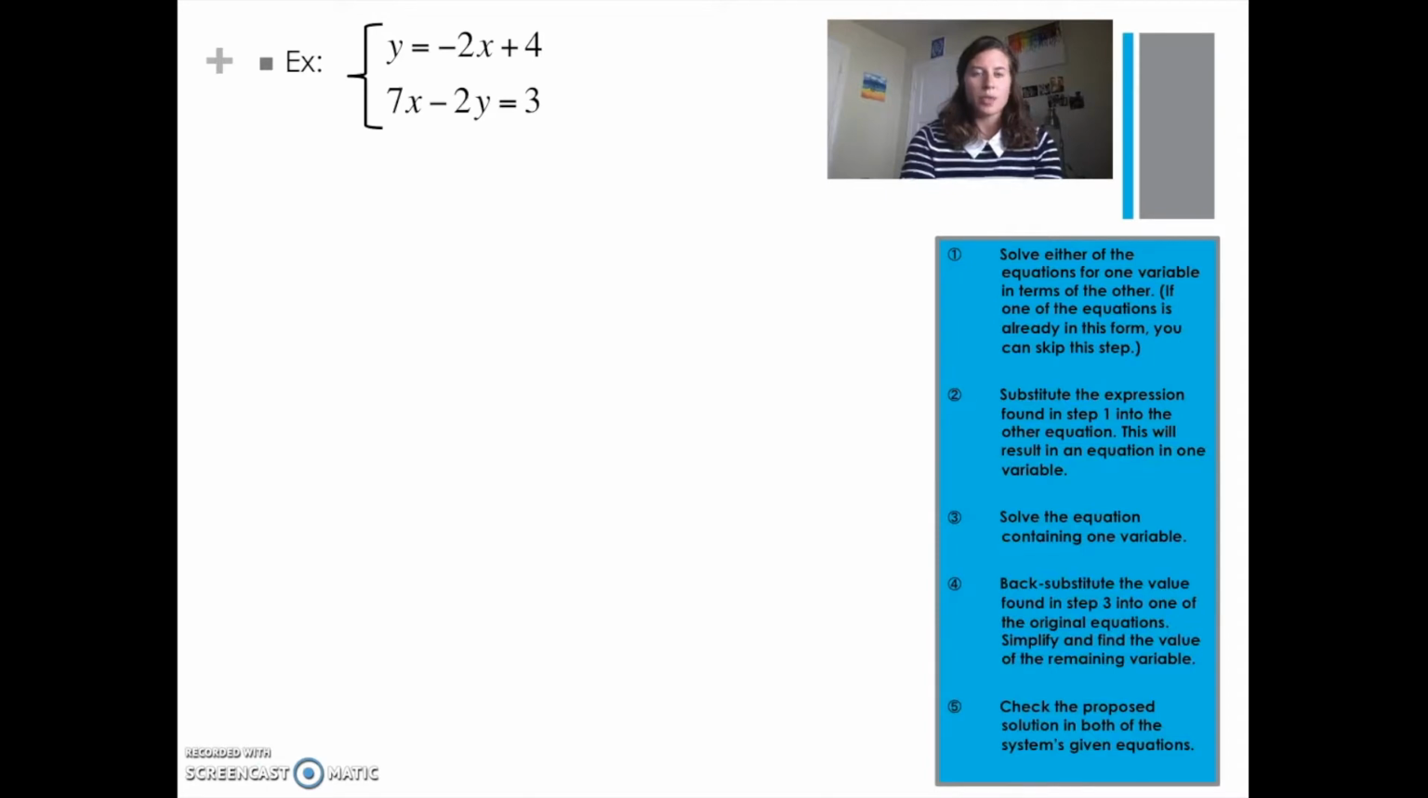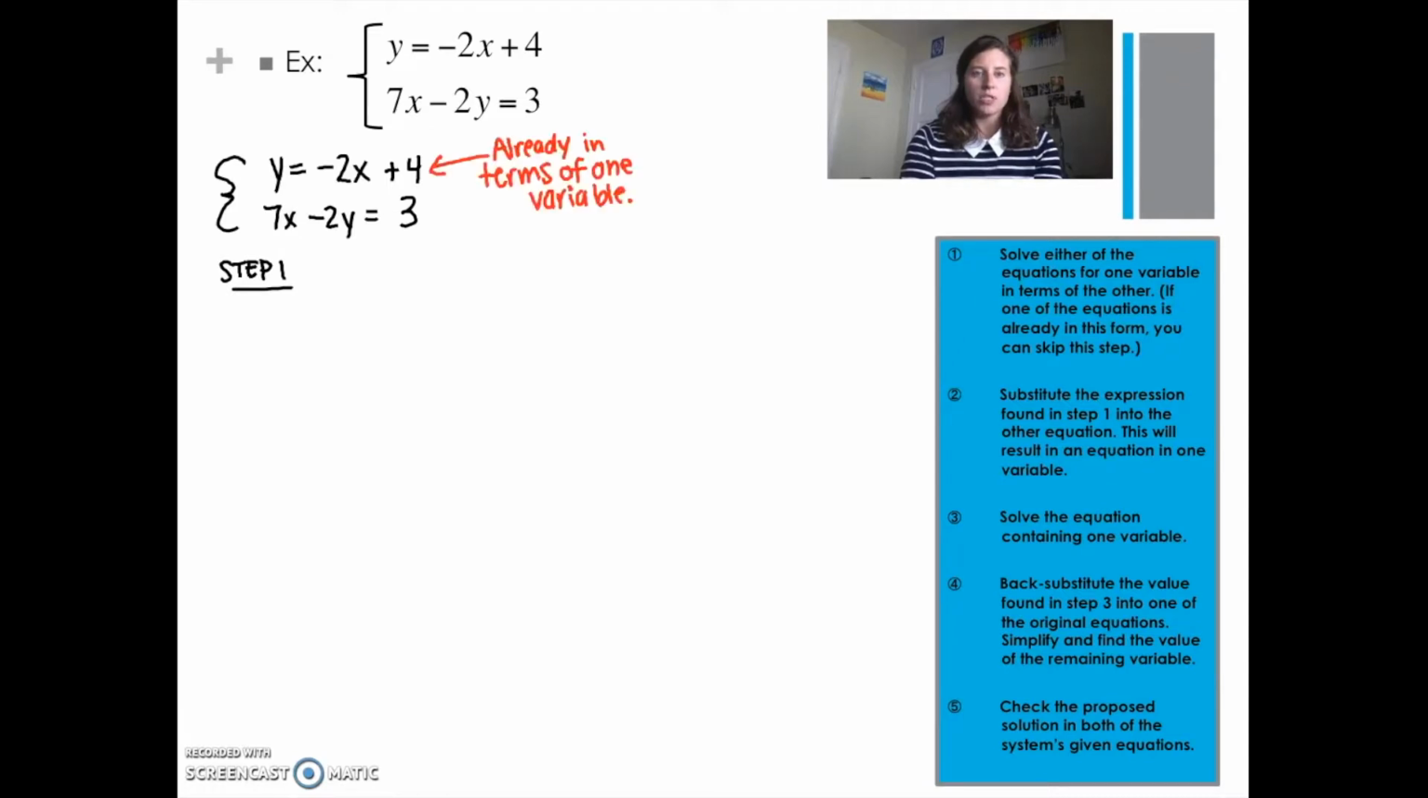Example. Given the system y equals -2x plus 4, 7x minus 2y equals 3, find the solution. Start by writing down the system. The first step is to solve either of the equations for one variable in terms of the other. The first equation is already in terms of one variable, so this step is already done. Y equals -2x plus 4.